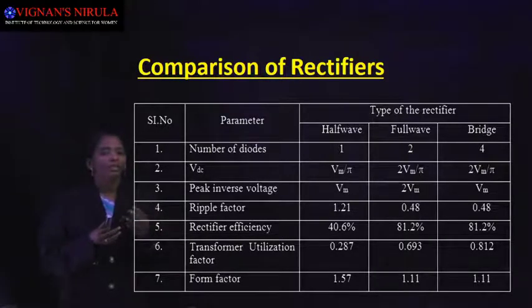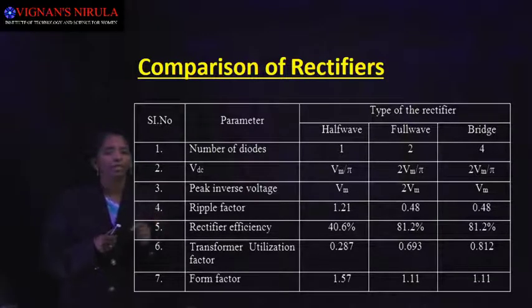Now the third point is peak inverse voltage. What is meant by peak inverse voltage? The maximum voltage the diode can withstand without destroying the junction of the diode is called peak inverse voltage. The peak inverse voltage for the half wave rectifier is Vm, for the full wave center tapped rectifier is 2 Vm, but for the bridge rectifier it is Vm only.